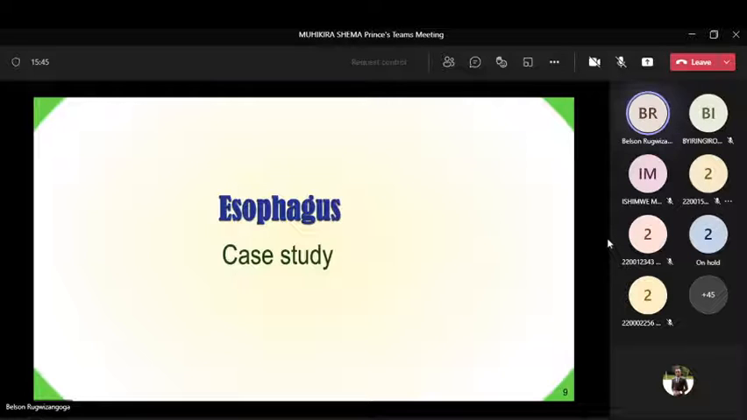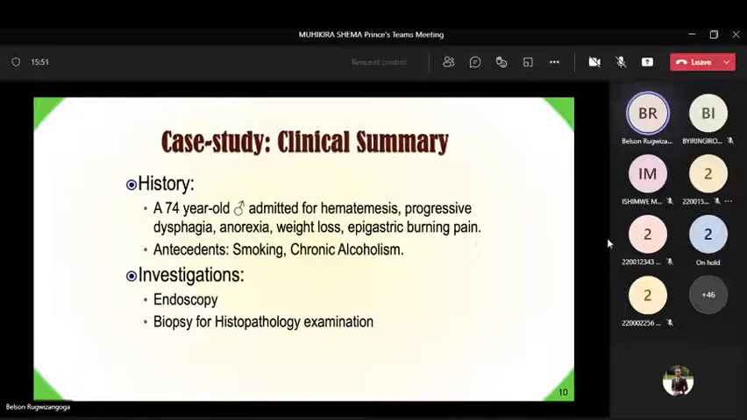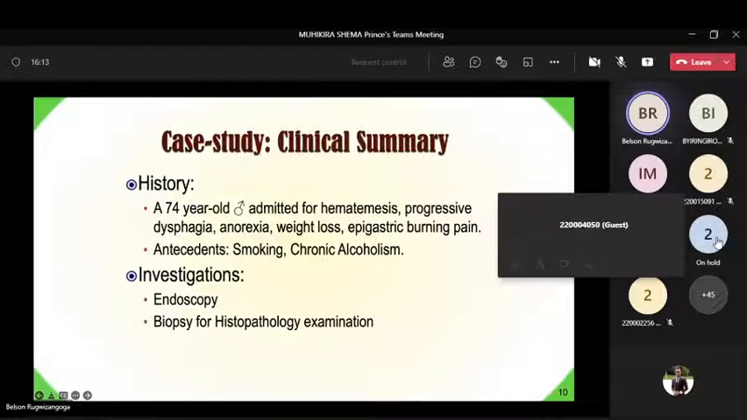So we see one case, a real patient that we received. This was a 74-year-old male who was admitted for hematemesis. Hematemesis, you know, it means vomiting blood, with progressive dysphagia, or troubles in swallowing, anorexia, weight loss, and epigastric burning pain. So whenever we say epigastric burning pain, you will hear something related to gastric acid.